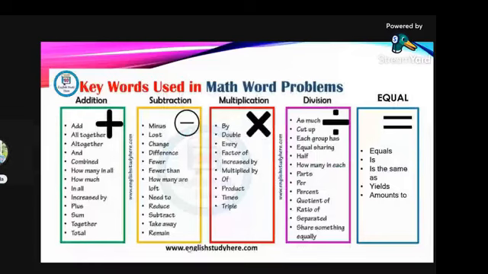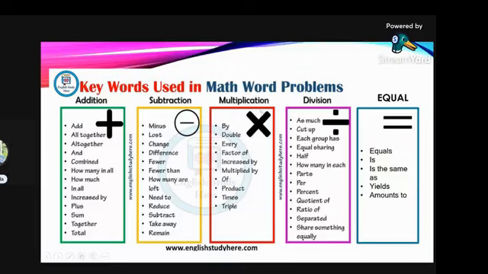For addition, we have these words: add, altogether, combined, how many in all, how much in all, increased by, plus, sum, together, total. Meaning, if these words appear in the problem, we're going to add. The same is true with subtraction. We have minus, loss, change, difference, fewer than, how many are left, needed to reduce, subtract, take away, remain, decrease by, or diminished by.